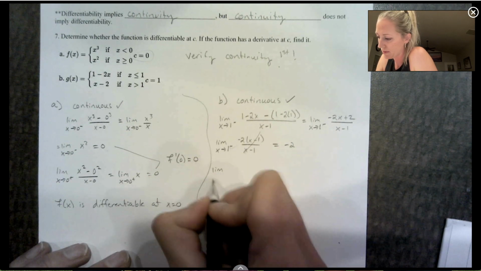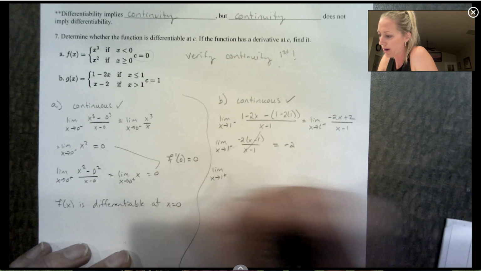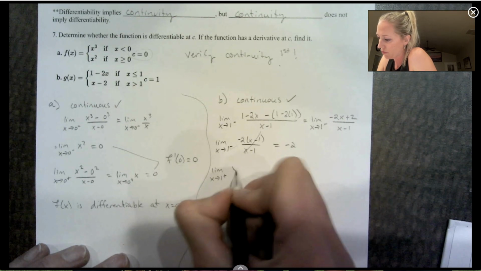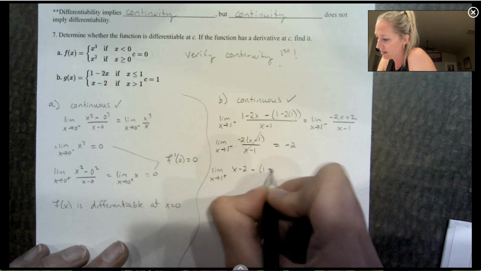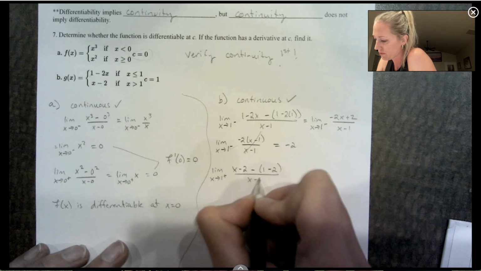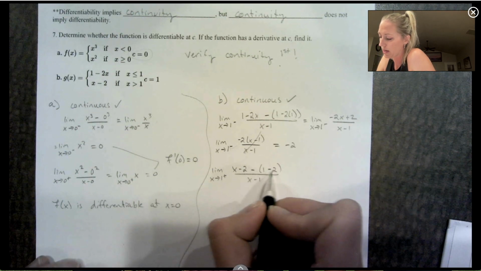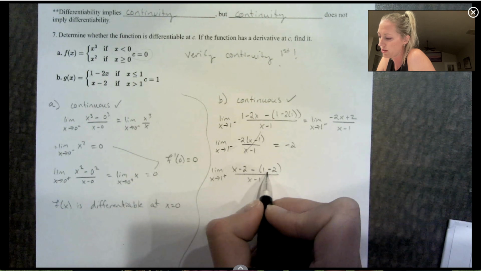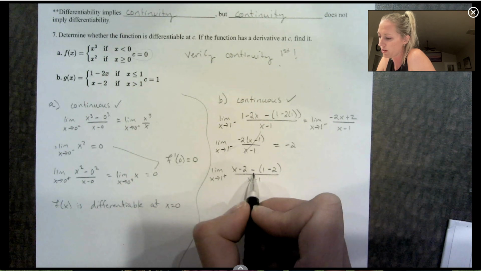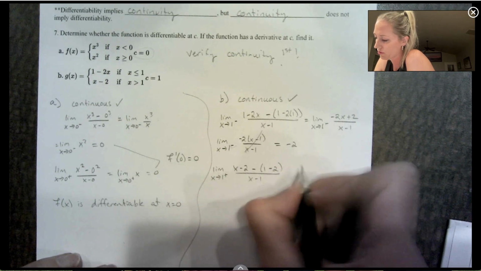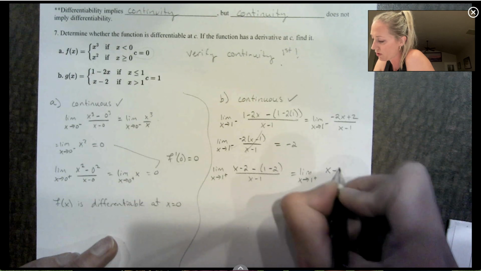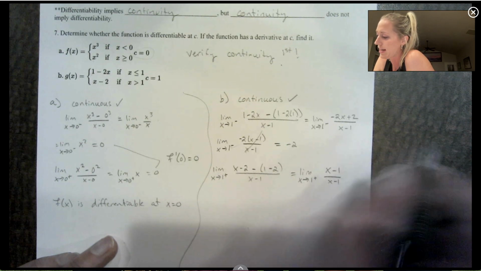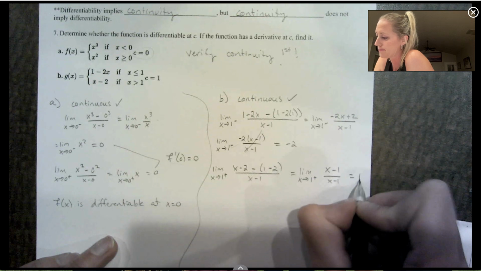Now let's find the right-hand limit. As x approaches 1 from the right, we're going to use this piece, for x greater than 1. So f of x is x minus 2, minus f of c, plugging in 1, over x minus c. So we get negative 2 plus 1, which is x minus 1. Then we get the limit as x approaches 1 from the right of x minus 1 over x minus 1. Divide that, and I just get 1.